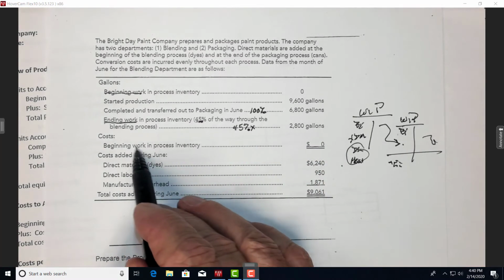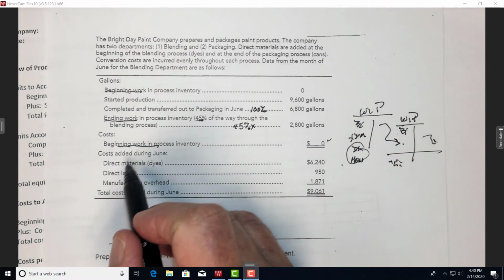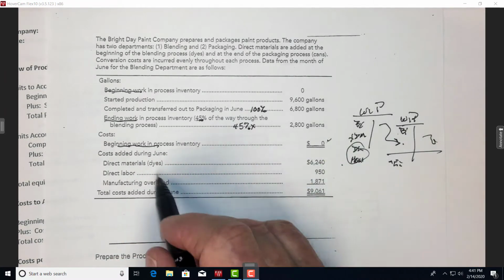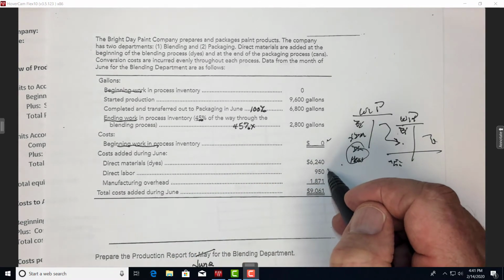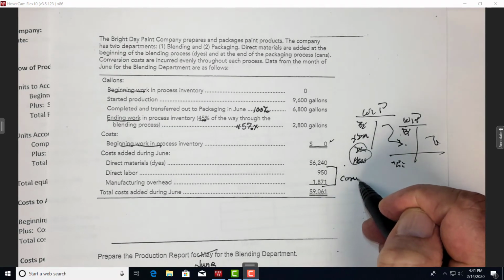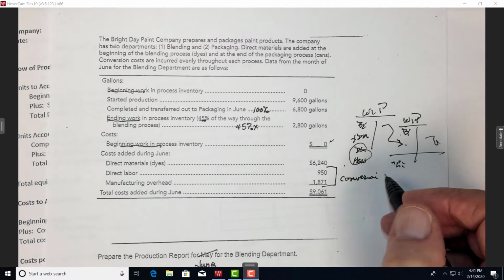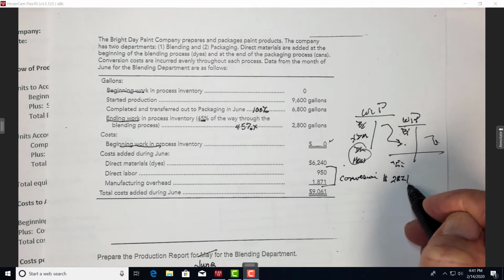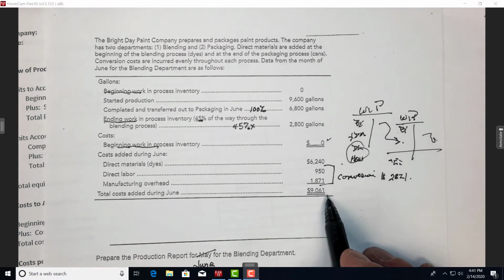Cost. So the beginning work in process is 0. The cost added during June is direct materials and direct labor and manufacturing overhead. Well, we know that when we do the equivalent units, we are talking about the conversion cost, and so we add these two up, and the conversion cost would then be 2,821, and total cost added during June 1,065.